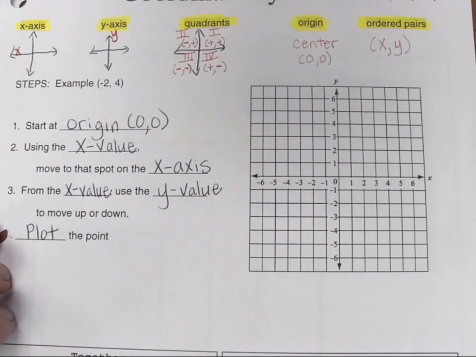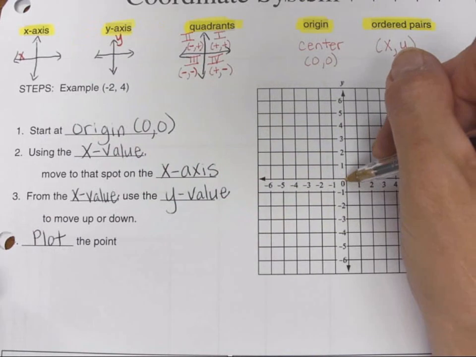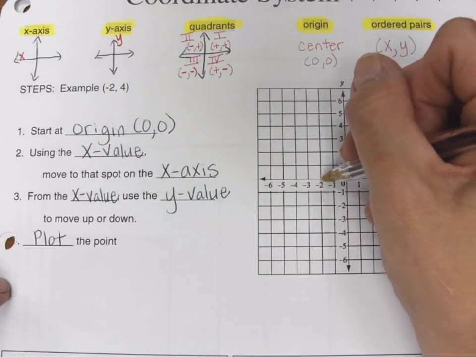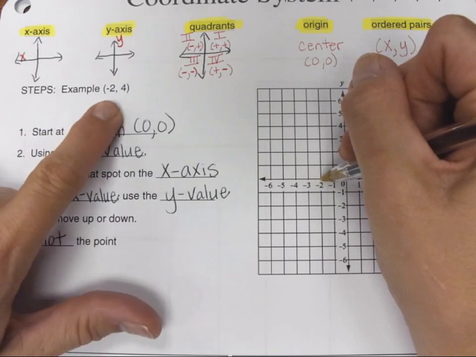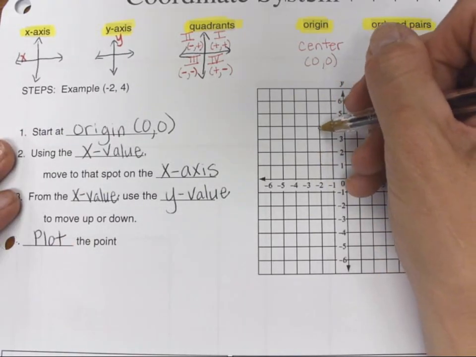Okay, so we have an example right here. It's negative 2, 4. And so the way I've taught you is you hop on the elevator at negative 2. You hop on the x-axis. You start at the origin first, 0, 0. You go over negative 1, negative 2, okay? And then it says positive 4, so you're riding up the elevator 4 floors. 1, 2, 3, 4, plot your point.